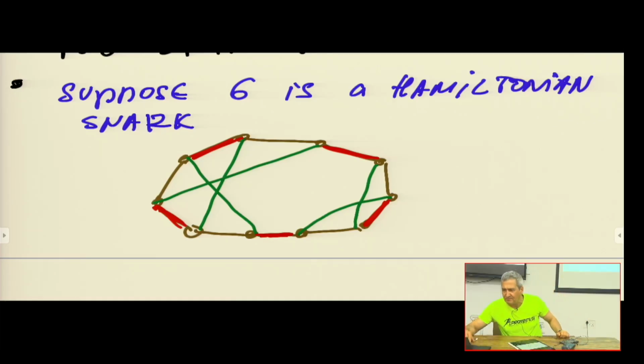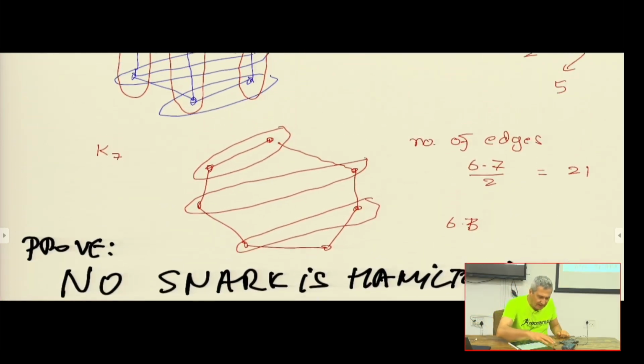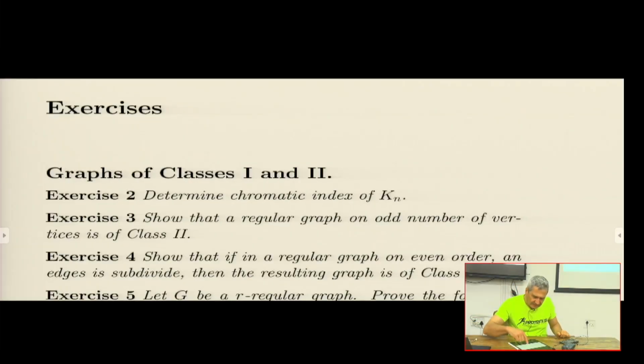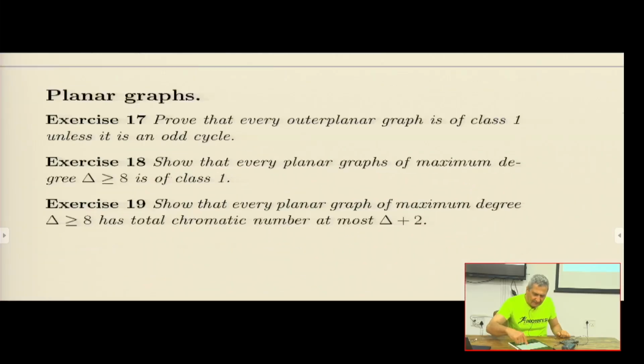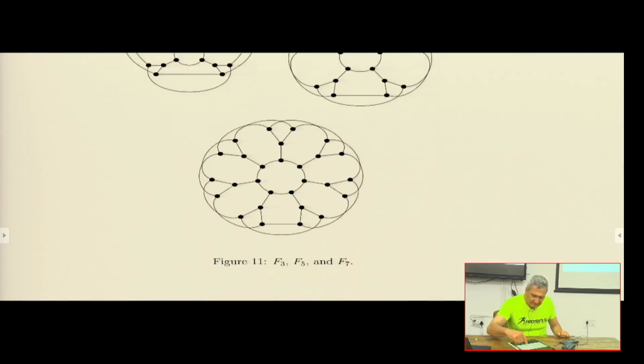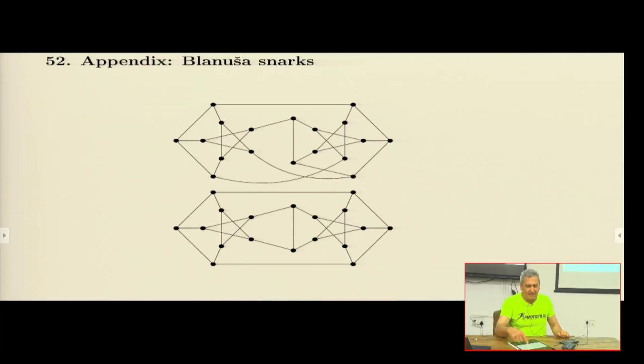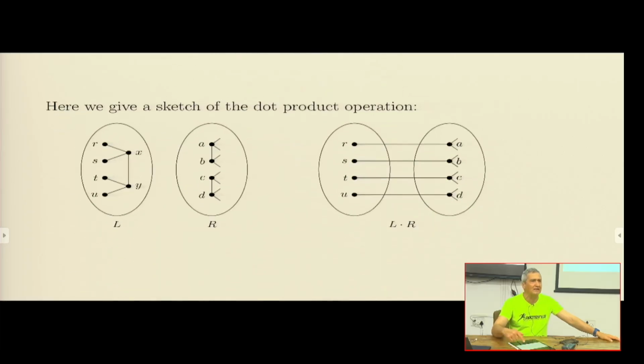Exercise 13. Look, these are the Blanuša snarks, yes? And where's the dot product? This is the dot product. Take two copies of the Petersen graph. Make the dot product, and you will definitely get one of these two. Then make the product a little bit differently, choose some other edges, and you will get the second one. This needs a little bit of drawing, but you will do it. Exercise 12 was easier, you don't have to draw much.